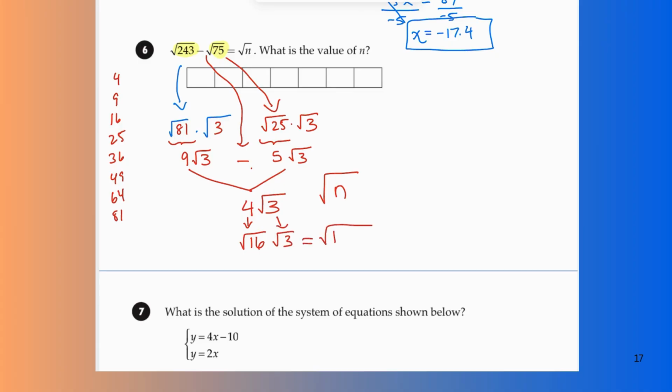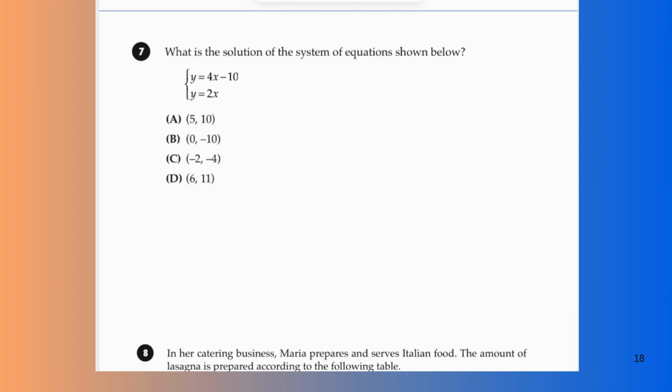So this is the same as the square root of 16 times 3. And 16 times 3 is 48. So n equals 48.